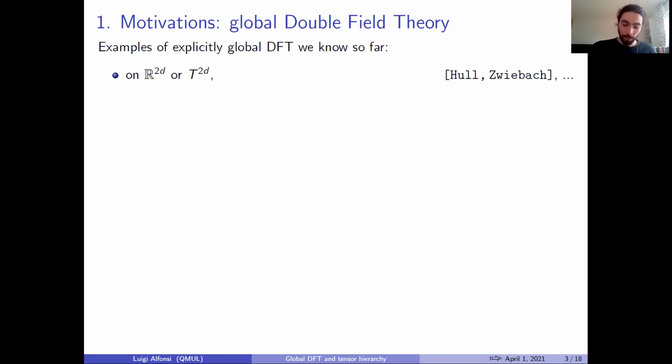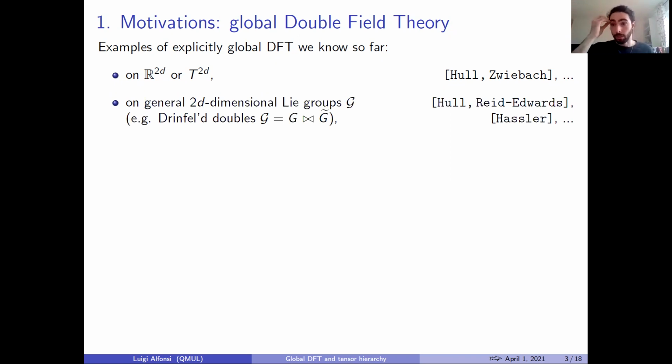So the point of my research here is to try to understand how double field theory is globally in terms of geometry, because in the literature, double field theory started as a theory mostly formulated on R^2D, or on a 2D-dimensional torus, more specifically. That's the very original formulation by Hull and Zwiebach.